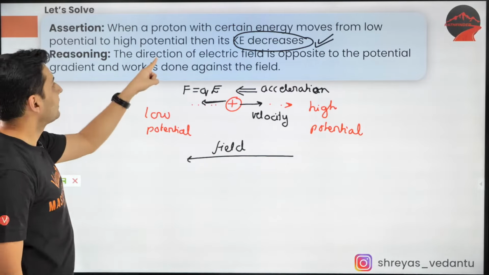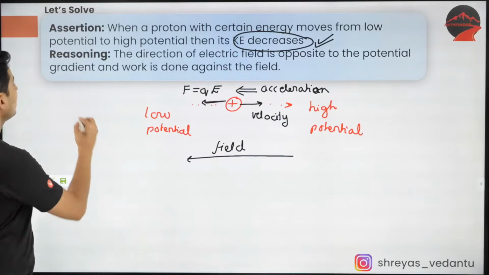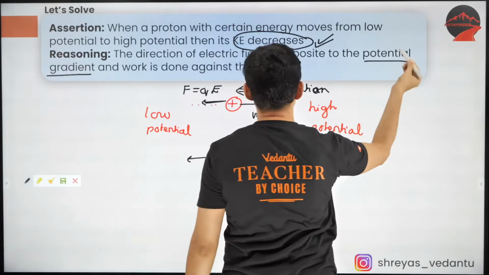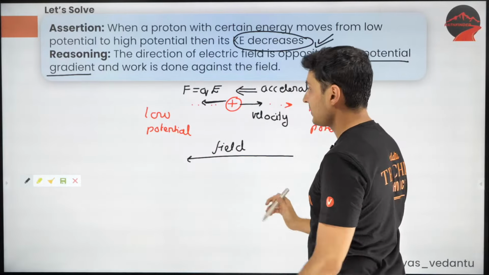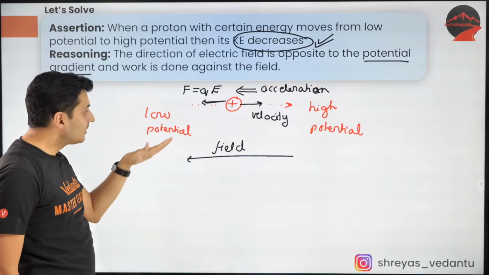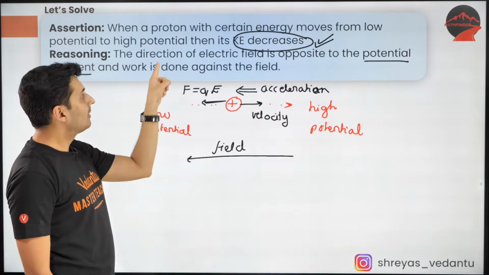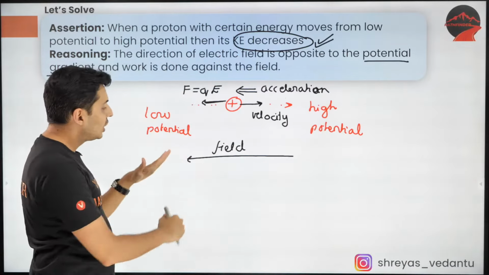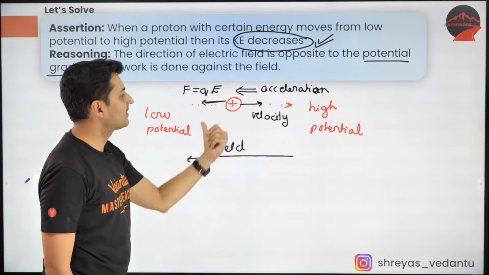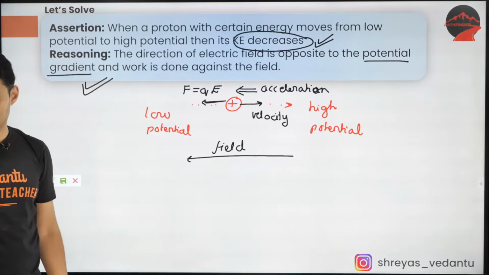And if you see, the direction of the field is opposite to the potential gradient. Now the meaning of potential gradient is the rate of change of potential with distance. Do you see the potential is grading up? This is the grading up of potential from low to high, and the field is opposite to the potential grading up. So work is done against the field, hence the reasoning is also correct.